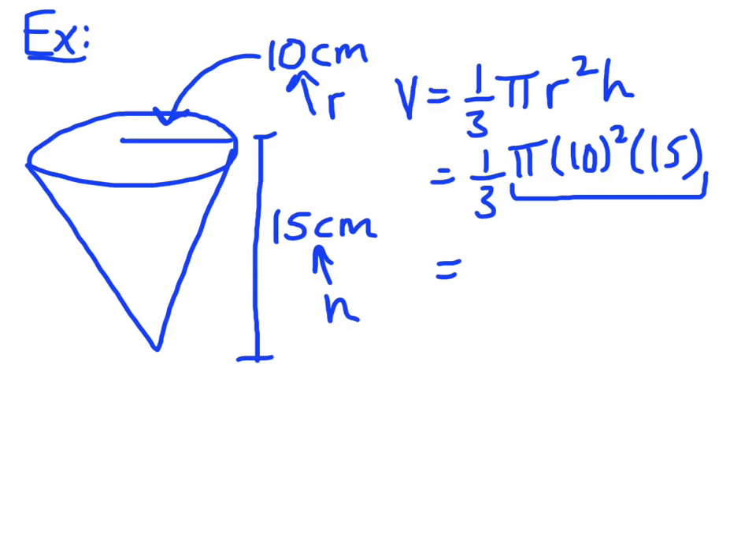So dividing by 3 is the same as multiplying by a third. So I end up with 1,571. So I'm just going to round up. I actually got 1,570.8. So I'm going to round up, and that's volume. So we have cube units. So make sure you use your cube unit. So that's it. That's a very standard volume question. Probably the easiest one that you'd see. The volume of a cone.